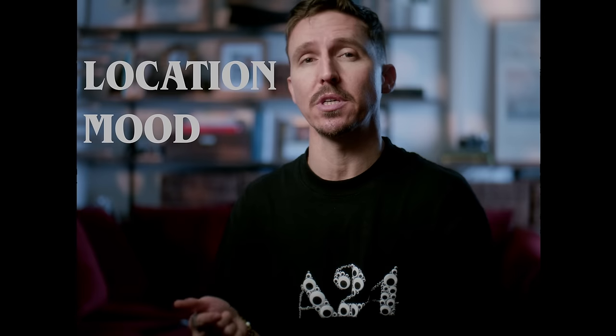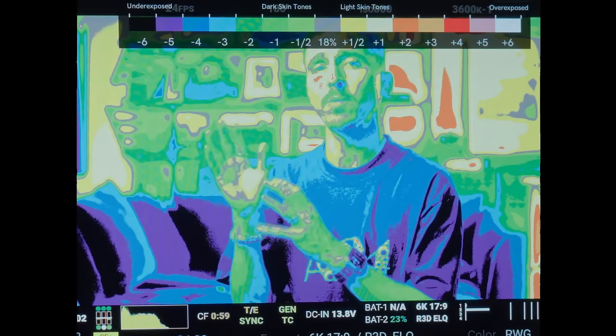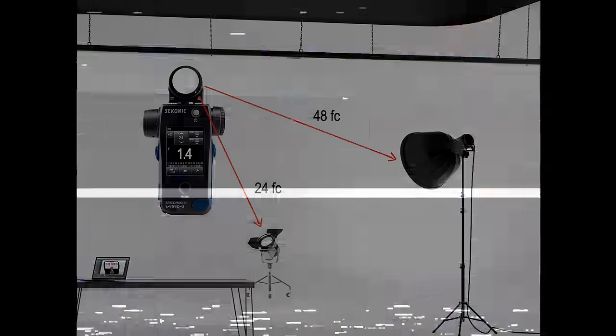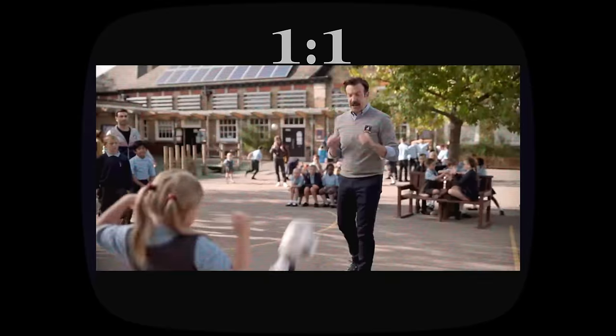There are 2 main deciding factors on which contrast ratio you should choose, and they are location and the mood of your scene. Now, if you are completely new to this, the contrast ratio is literally just the difference between the amount of light hitting your key side versus the fill side. Luminance versus shadow. It's just important to remember that every time you increase your light by 1 stop, it doubles the brightness. For instance, a light fixture that is set to an F2 is twice as bright as one that's set to a 1.4.